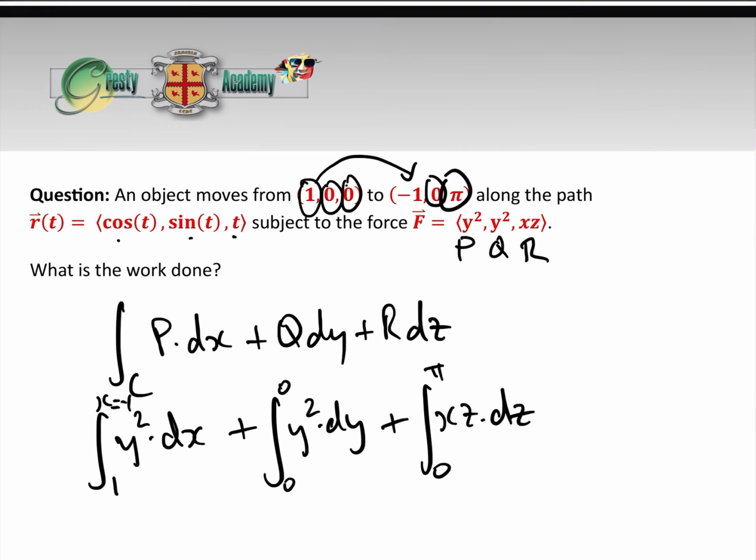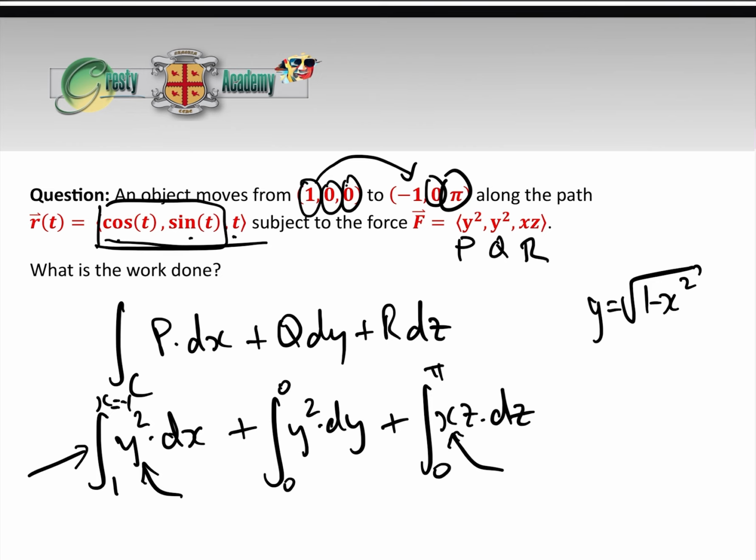So we have our limits there, but we still have another problem in that we're trying to integrate y squared with respect to x, and here we've got to integrate x with respect to z. So for this one we need to get y in terms of x, and here we need to get x in terms of z. Well, fortunately, from the parameterization, y equals the square root of 1 minus x squared, because cos squared t plus sine squared t equals 1. And we also know that x equals cos z, because if z is t and x is cos t, then x is cos z.